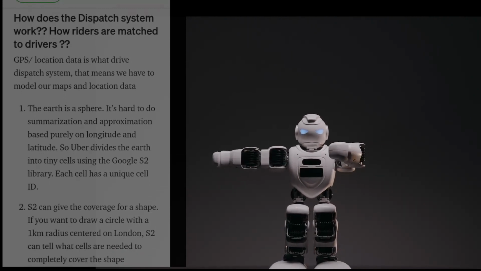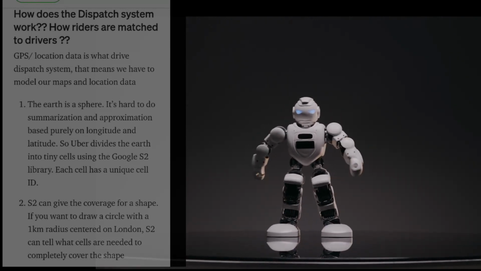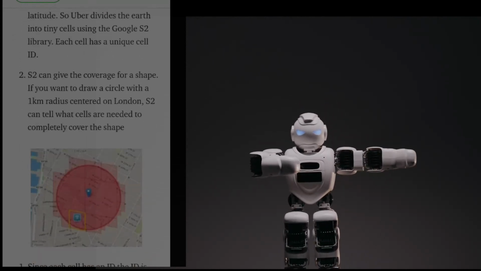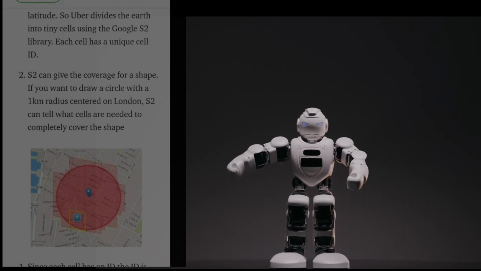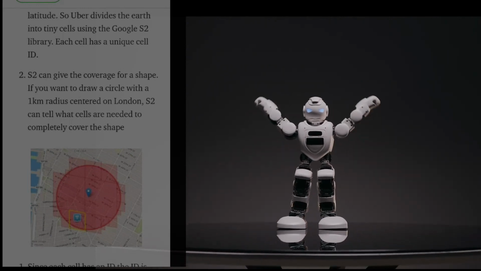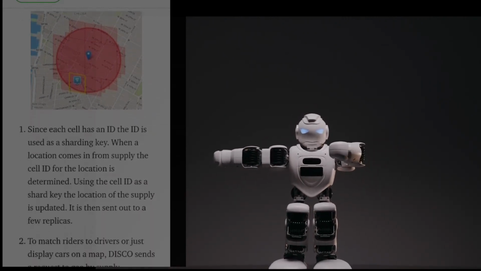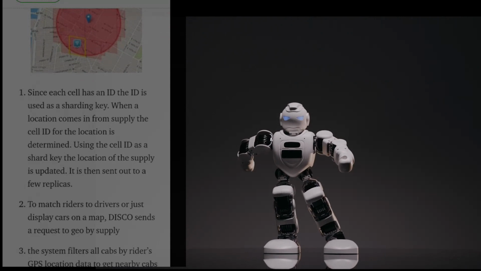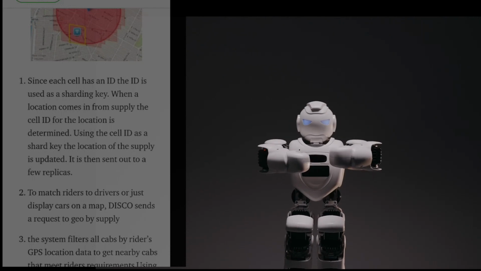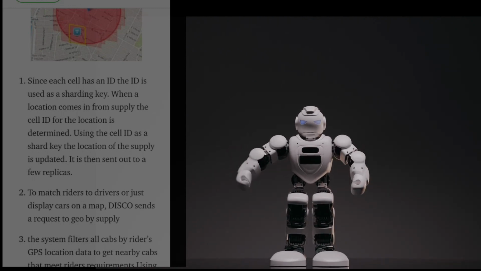The earth is hard to summarize, so it is divided into tiny cells using the Google S2 library, each with a unique cell ID. S2 can, for example, draw a circle of 1 kilometer radius centered on London, and tell what cells are needed to completely cover the shape. The cell ID is used as a shard key when a location is updated. The location of the supply is updated and sent to a few replicas.